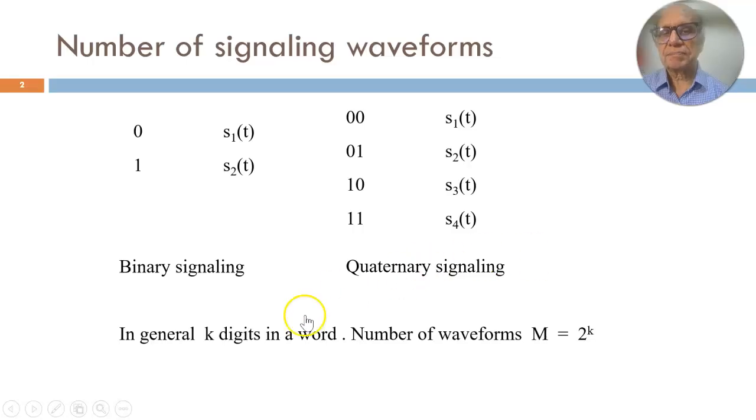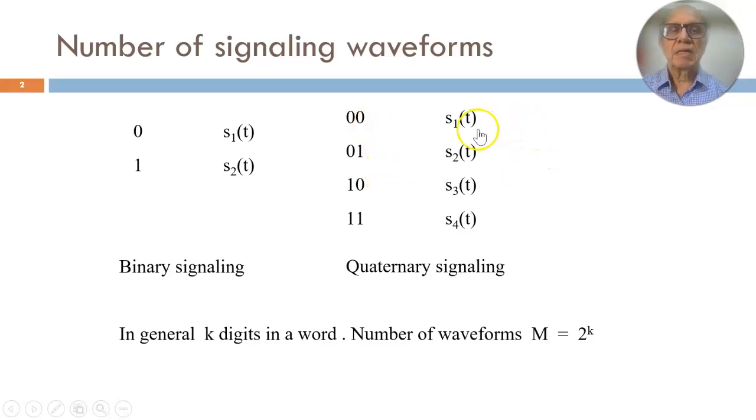In general, if you have k digits in a word, then the number of waveforms M is equal to 2 raised to k. Note that when k is equal to 1, you get 2 waveforms. When k is equal to 2, you get 4. If k is equal to 3, then you will require 8 waveforms in order to represent the binary word.